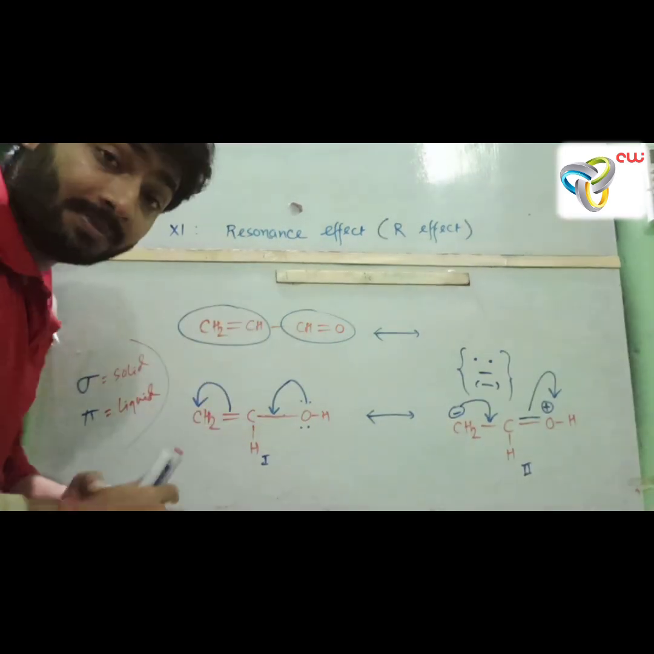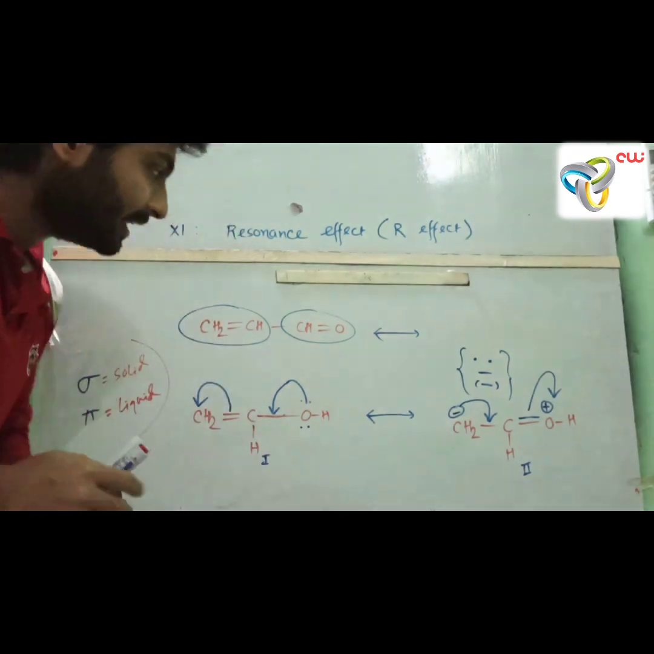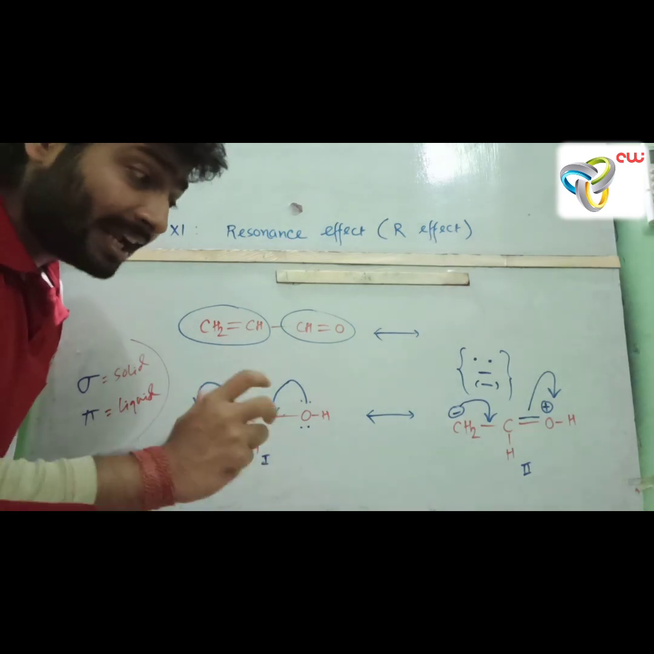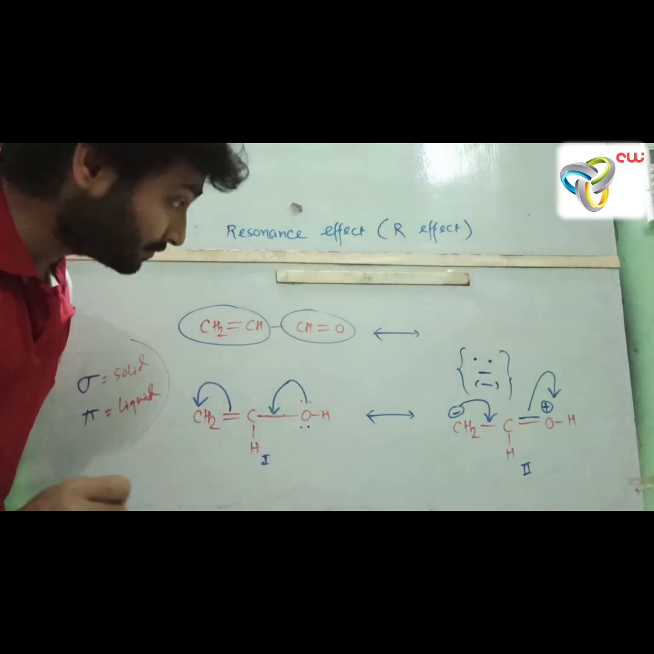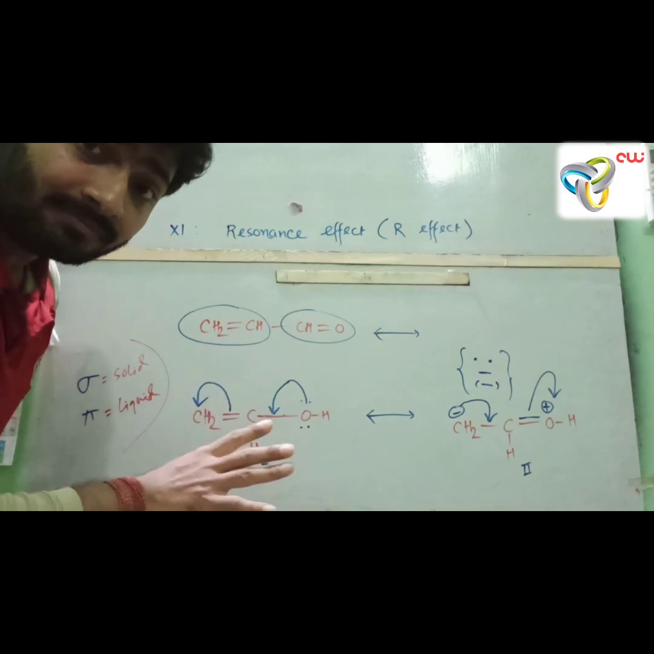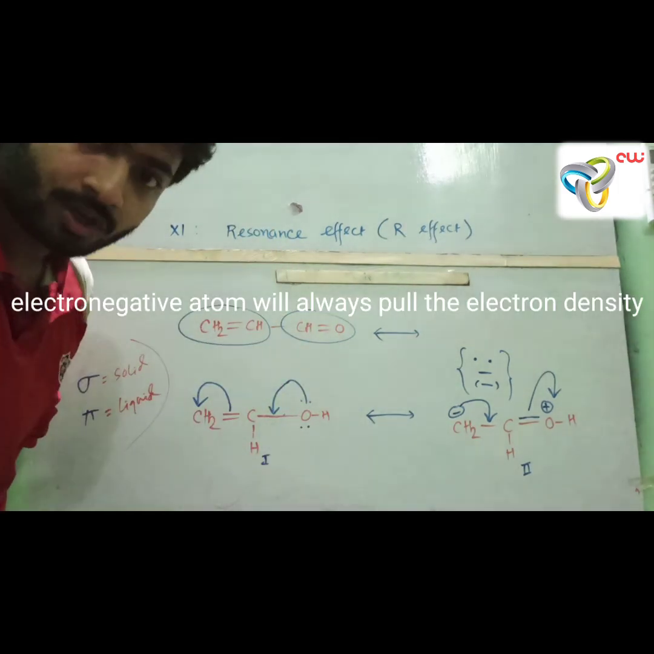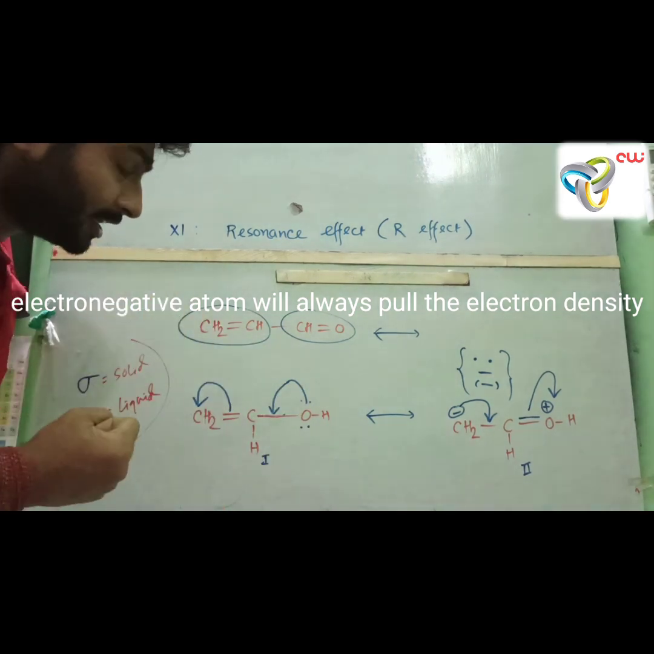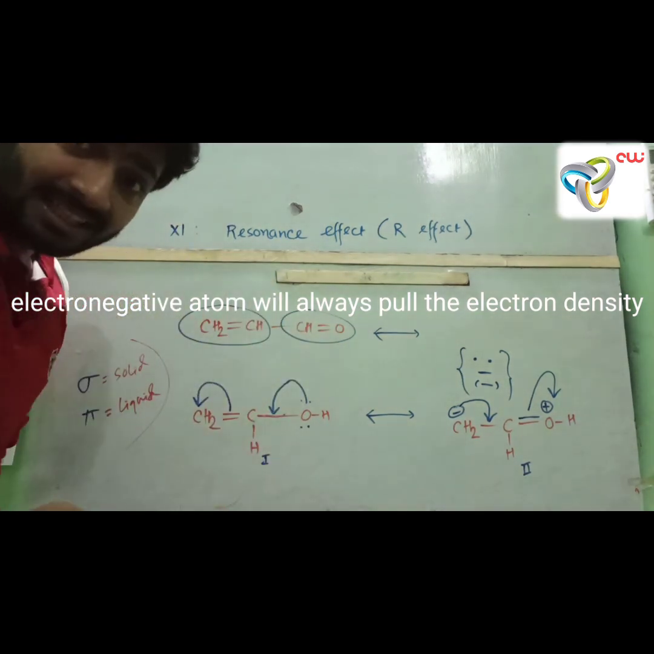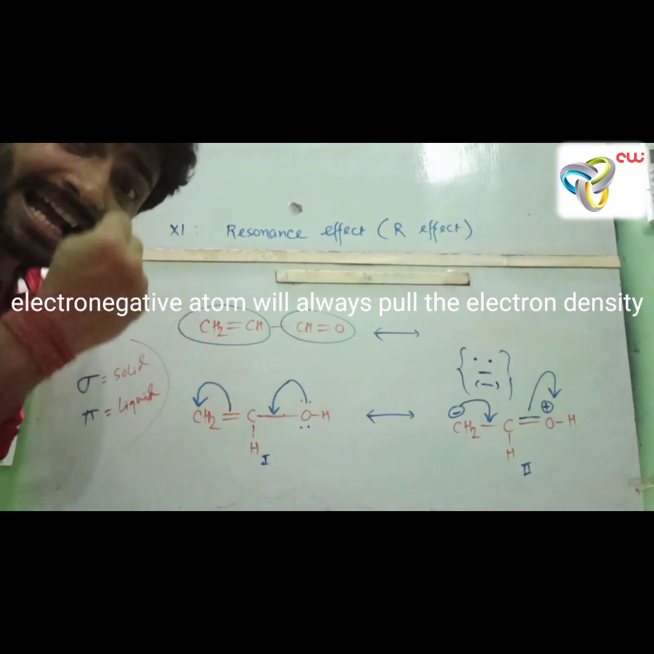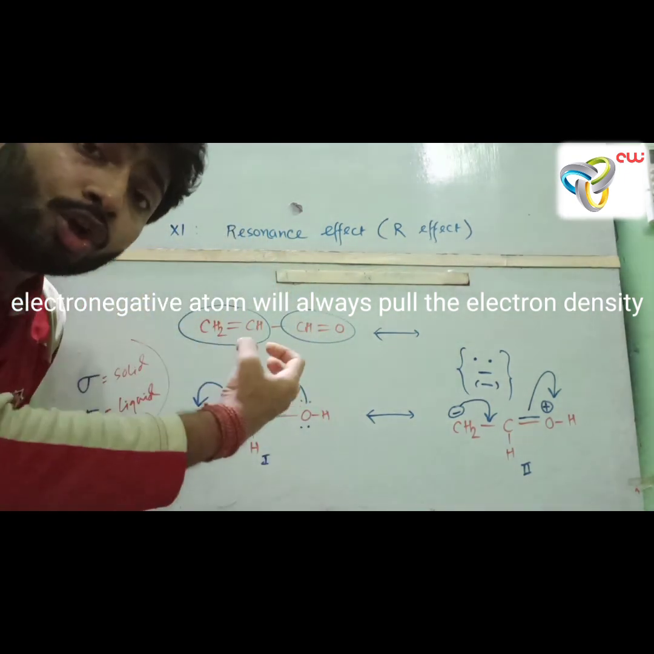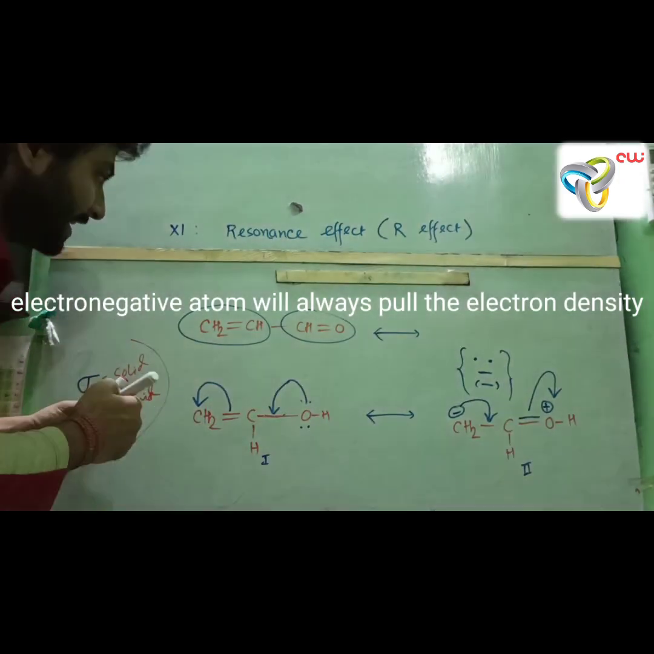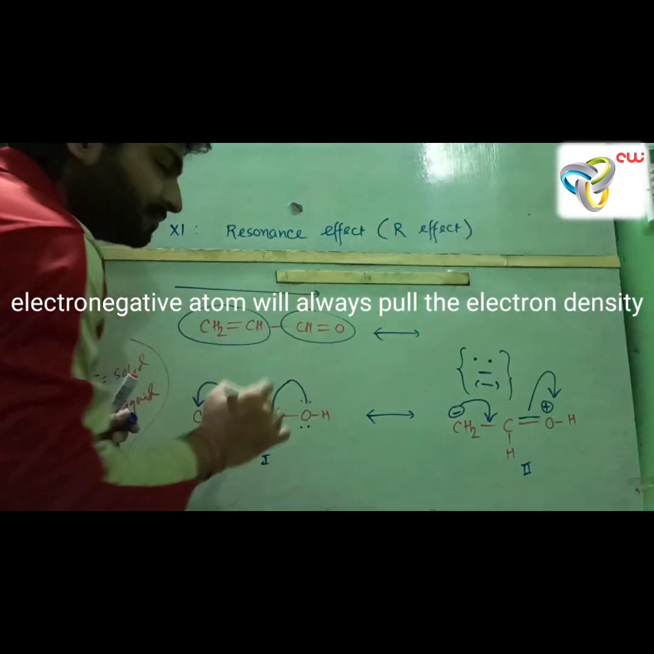If such a thing happens, then what do we have to do? Then we have to find out the electronegative atom. Is there any electronegative atom? Yes, there is an oxygen electronegative atom. So you can easily conclude that oxygen is pulling the electron density, because naturally an electronegative atom will always pull the electron density from the other end. So you can say that the electron will move from this end to that end.